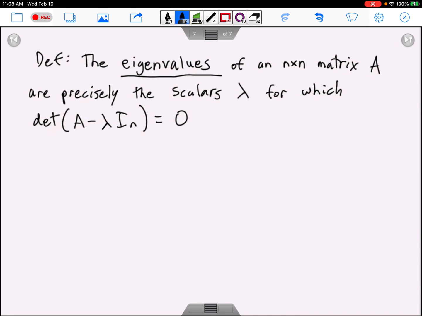This is kind of a confusing definition a little bit, so we have to unpack it. This right here is scalar multiplication, right? We're taking lambda, which is a scalar, and multiplying it by the identity matrix. So we know that that gives you an n by n matrix. And then we are subtracting an n by n from an n by n, so that's an n by n. And then we're taking the determinant of all of that, and that has to equal 0.